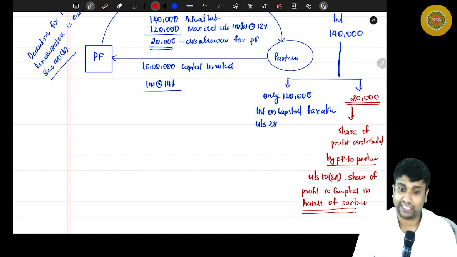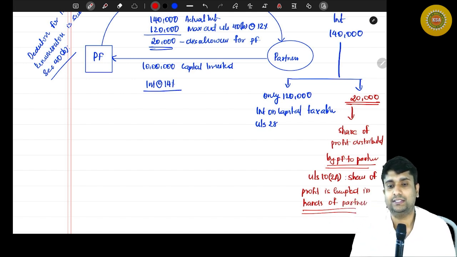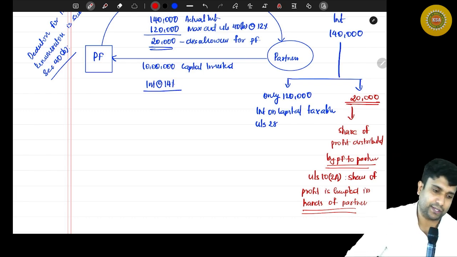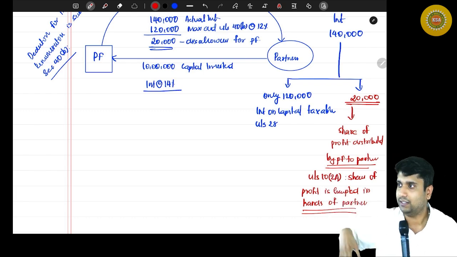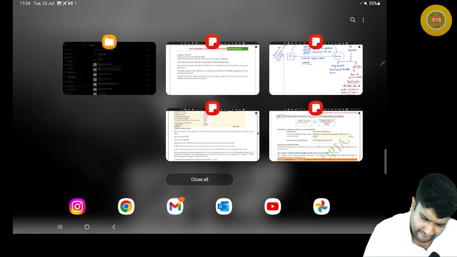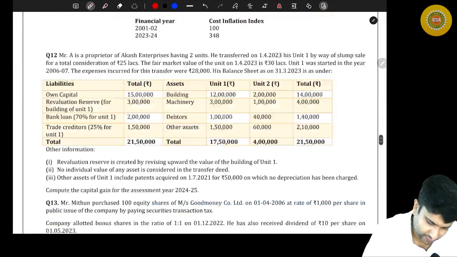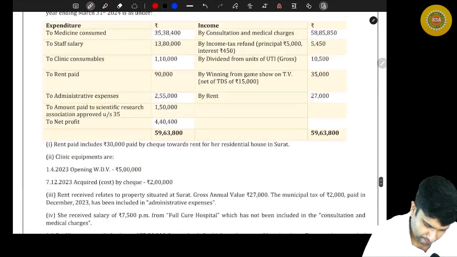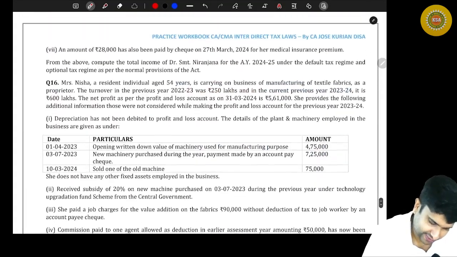Question in May 23. Right now, if I explain that question, you will run away, because first of all, we have to complete the five heads. That question is a computation of total income question. One of the adjustments is this. I'm not sure whether I have taken that question. Yes, I think this is the one.